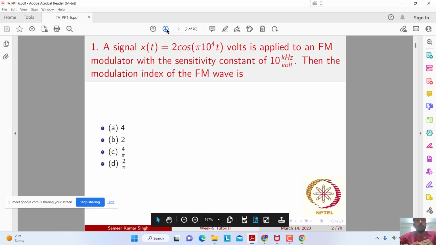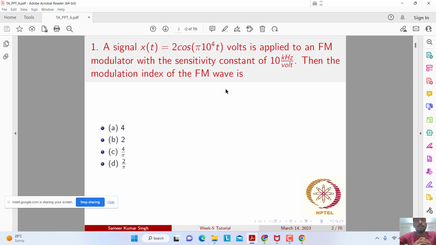Okay. So this is question number one for week 6. A signal x(t) is equal to 2 cos(5π × 10^4 t) voltage applied to an FM modulator with the sensitivity constant of 10 kilohertz per volt. Then the modulation index of the FM wave. So basically in this question we have to calculate the modulation index. We have x(t) given. We have a kf, the sensitivity constant.